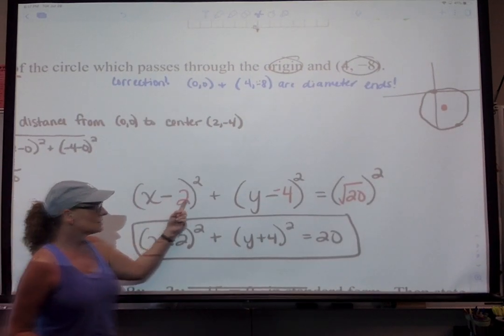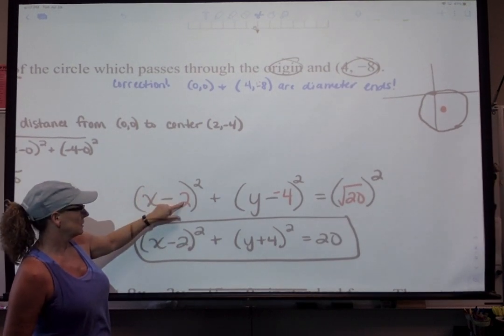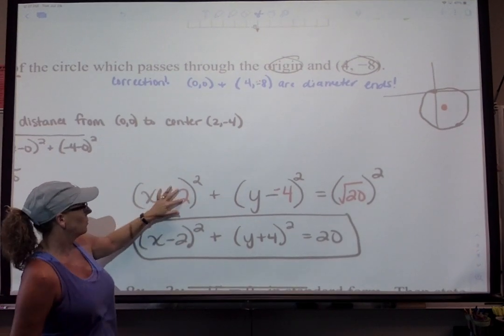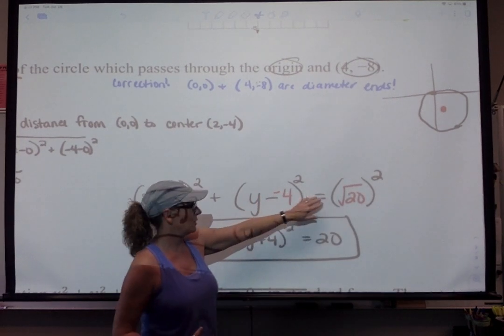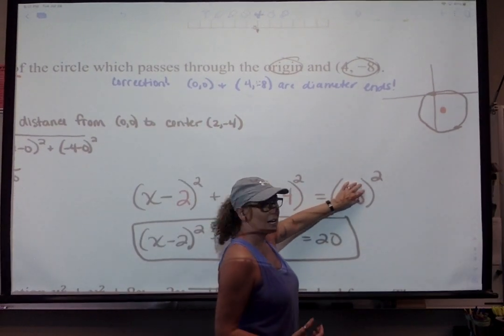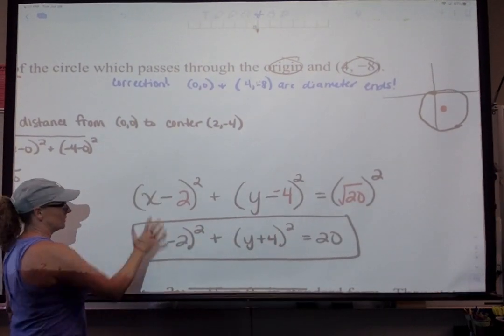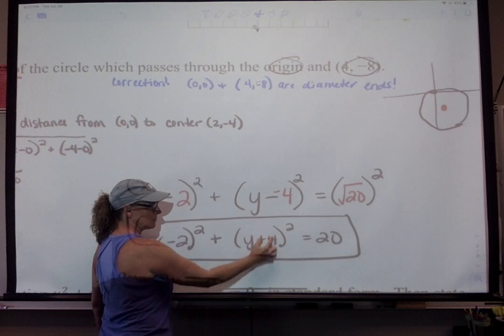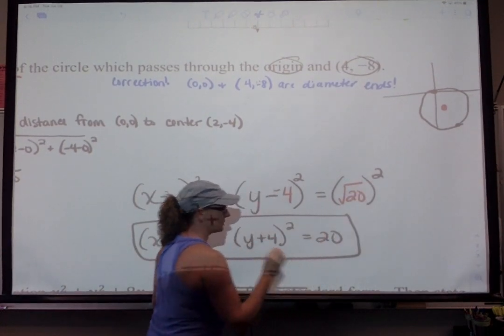Here's the unsimplified version. Okay, so x minus, plugged in my center point. Y minus, plugged in the y coordinate of my center point. Radius, and I'm going to square it. Okay, that stays the same. This becomes less awkward, and this is simplified to just 20.